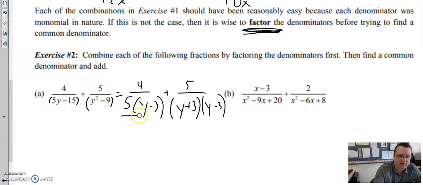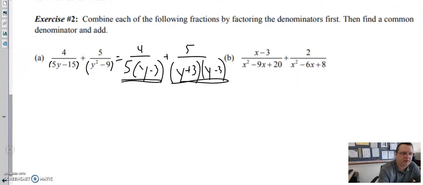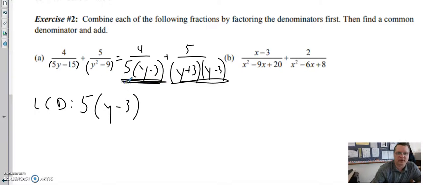So then you have to find the LCD of both of those denominators. So my LCD, I have a 5. And then I have a y minus 3, because that's everything in the first fraction. I already have the y minus 3, so I also need a y plus 3.